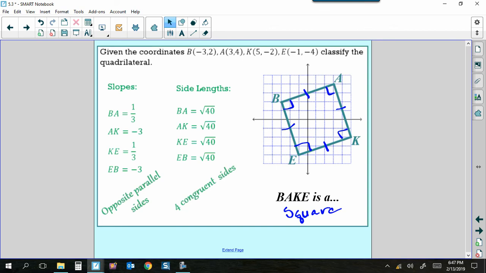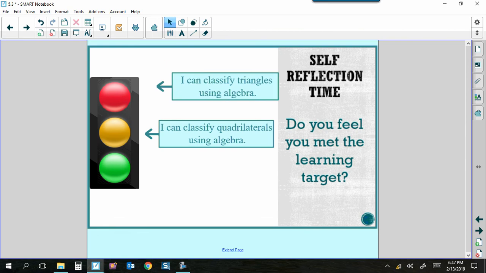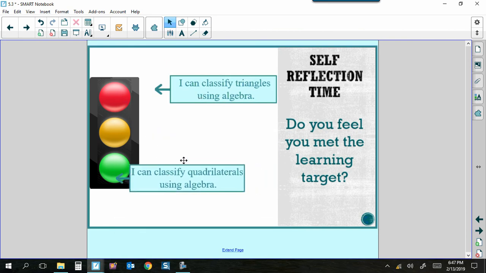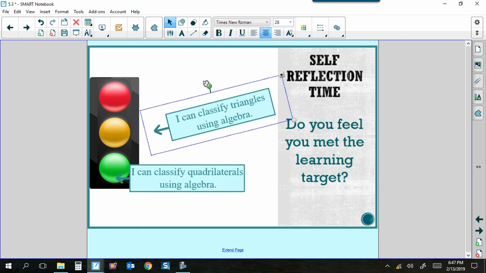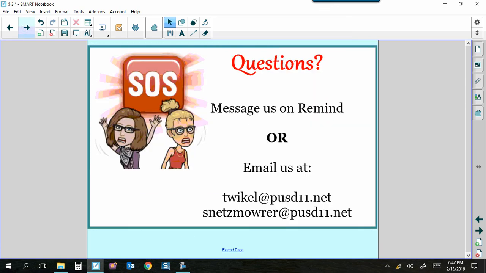All right, so hopefully you guys feel good about classifying quadrilaterals and triangles given coordinates on the coordinate plane. If not, please, again, as always, reach out to us and ask your questions.